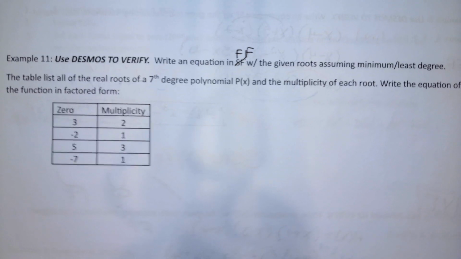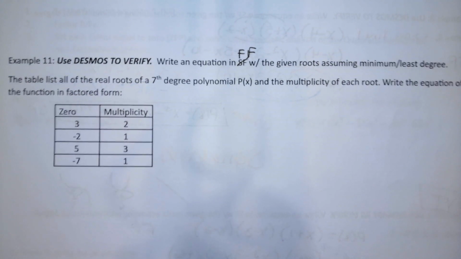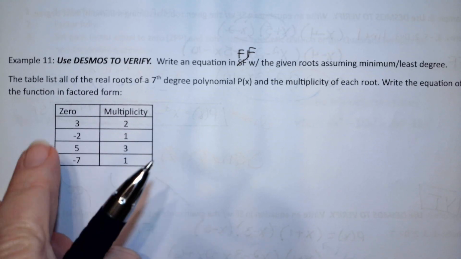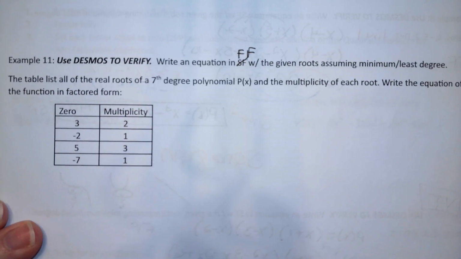All right, and then our last one. Okay, this time we're given a table, a frequency table. Okay, so we want to write a polynomial with a 7th degree. That means our biggest exponent would be 7 if we multiplied everything out. But here I'm just going to have us write it in factor form.